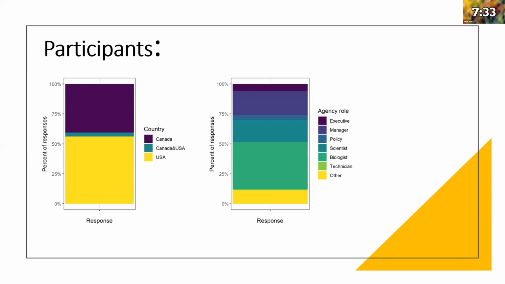Who are our participants today? Of the registrants, we have approximately a 50-50 split between Canada and the US, and some, I expect, from the Secretariat representing both the US and Canada. 30% of the respondents identified as serving in executive, management, or policy roles, with 70% identified as serving in science roles.